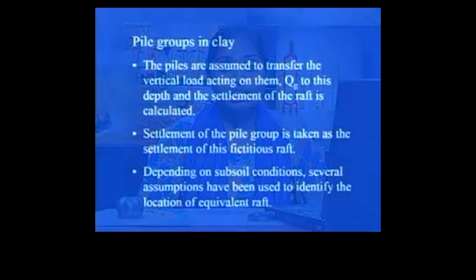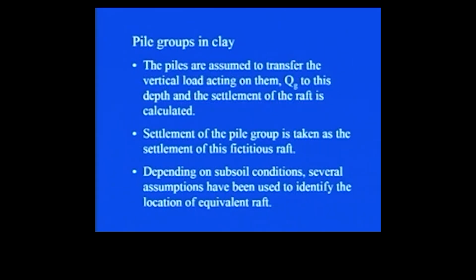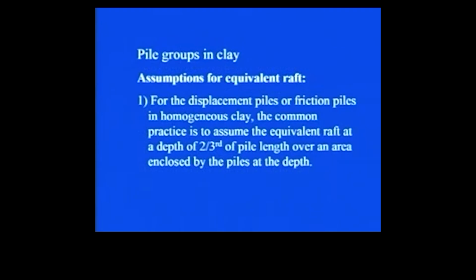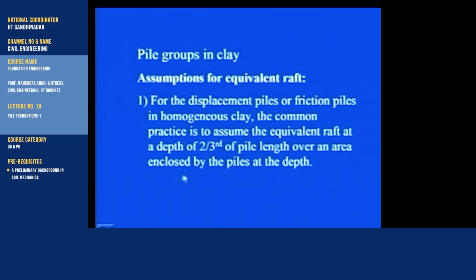Depending on subsoil conditions, several assumptions have been used to identify the location of the equivalent raft. So, what are they? Let us see some of the salient points related to assumptions for the equivalent raft. For displacement piles or friction piles in homogeneous clay, the common practice is to assume the equivalent raft at a depth of 2/3 of the pile length over an area enclosed by the piles at that depth.